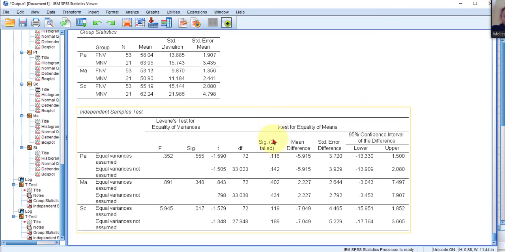So again, we're going to divide these by 2 because it's a one-tail test. So Pa becomes borderline. In fact, if you had a bigger sample size, it probably would be significant. And in Sc, same thing. So you got 2 borderline significance. Next. 2 and 3 by PT.